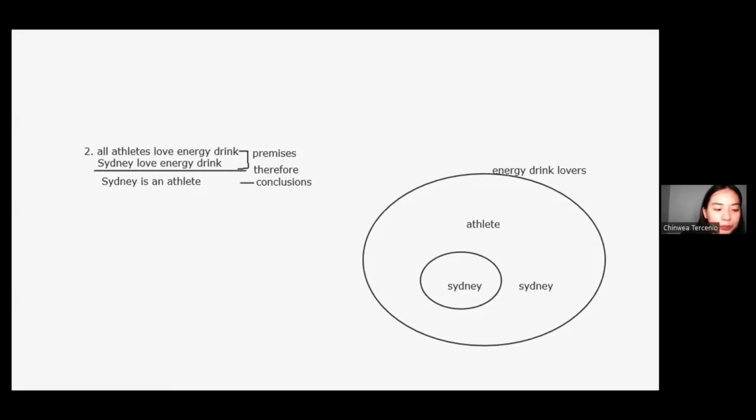Example number 2. All athletes love energy drink. This is our first argument. The second argument is Sydney loves energy drink. So these two are our premises. Therefore, we can conclude that Sydney is an athlete.